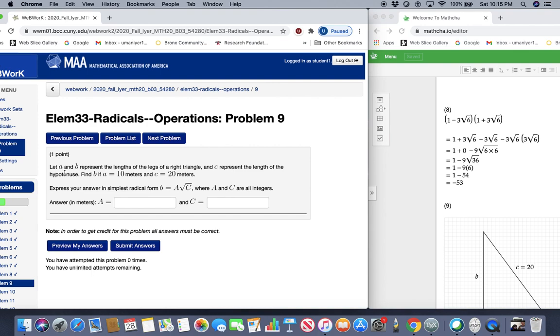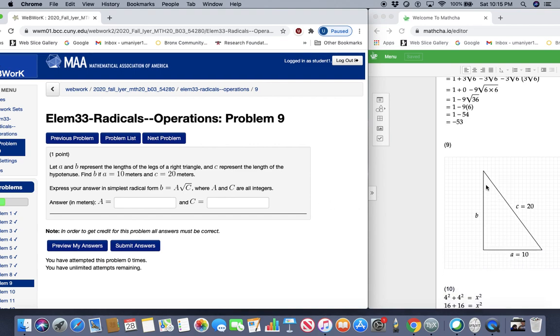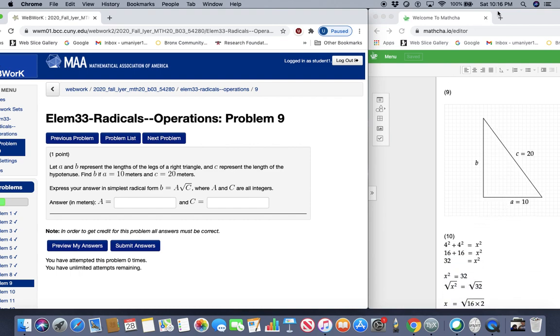Next problem. Let A and B represent the lengths of the legs of a right triangle. For a right triangle, these two sides which hold the right angle are called legs. C represents the hypotenuse. C is the side opposite the right angle, the hypotenuse. We are told A is 10, C is 20. Find B.